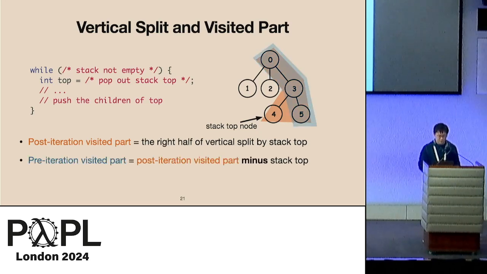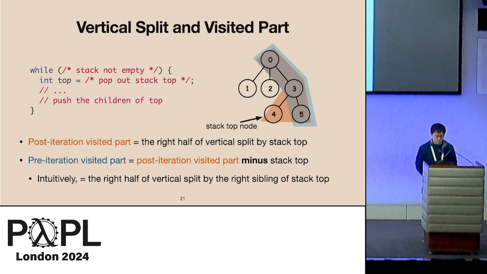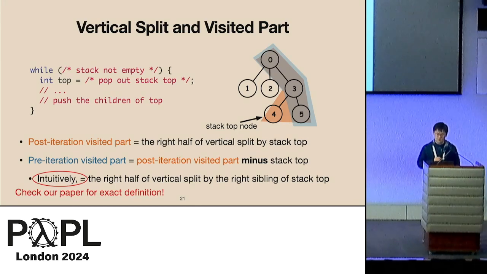Furthermore, the pre-iteration visited part, which means the visited part before the current iteration, can be expressed as the post-iteration one minus the stack top node. And intuitively, it is equal to the right half of vertical split by the right sibling of node 4, namely node 5. So therefore, we can describe the pre- or post-iteration visited part as a function of the stack top node. And one thing I want to mention here is that this intuitive equality is slightly subtle to formalize, actually. So you may check our paper if you want to know how it is defined.